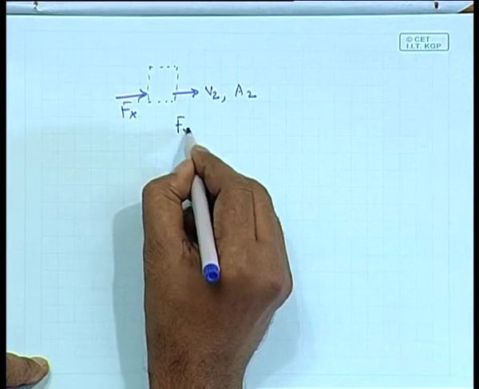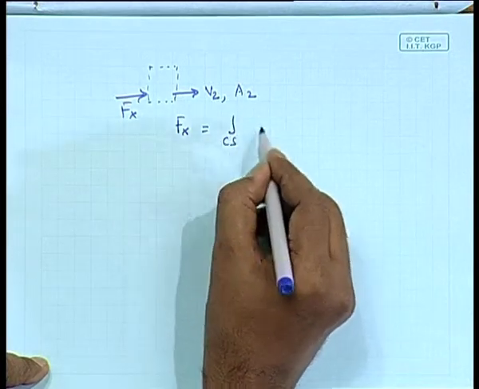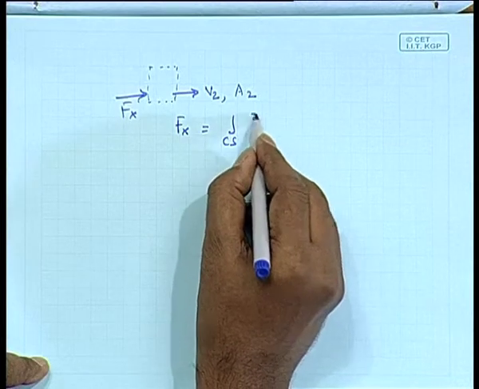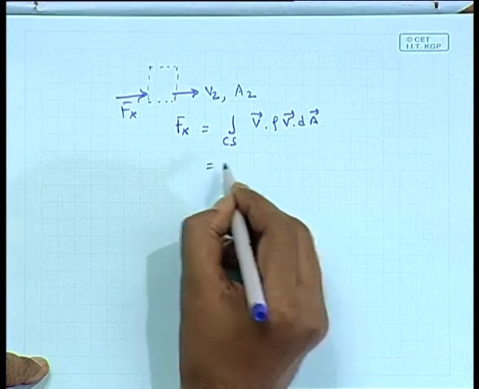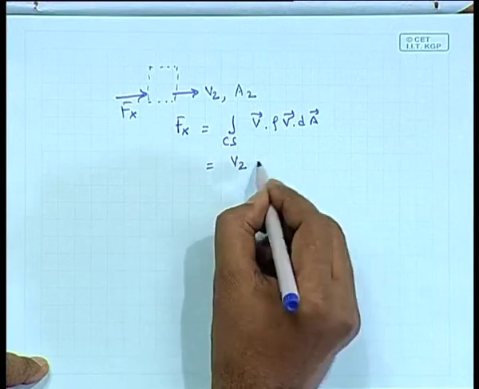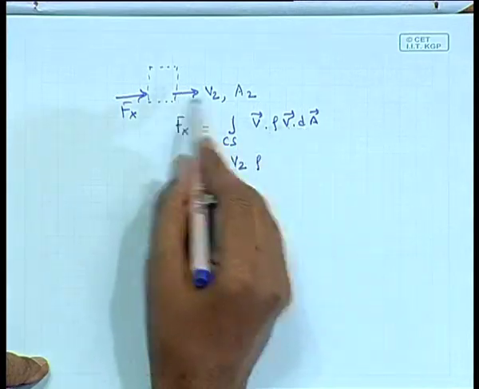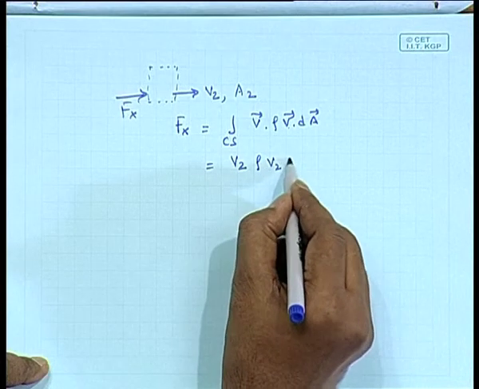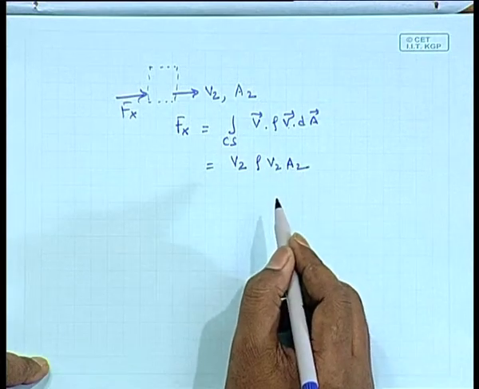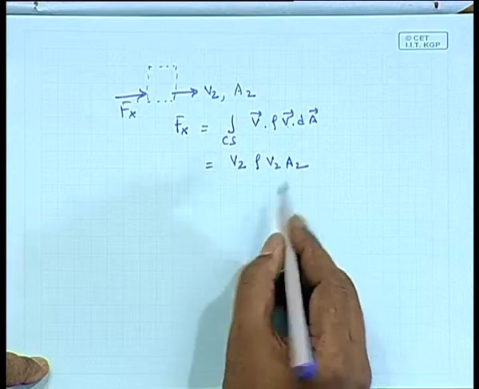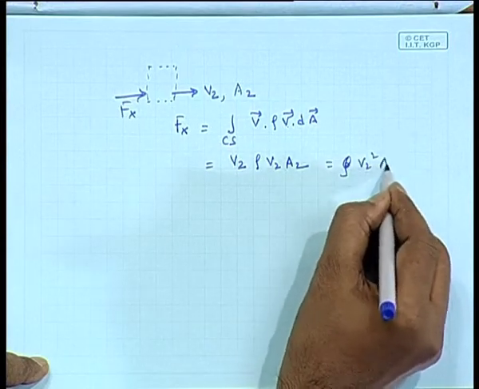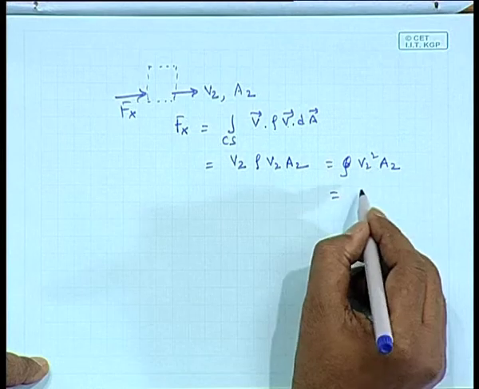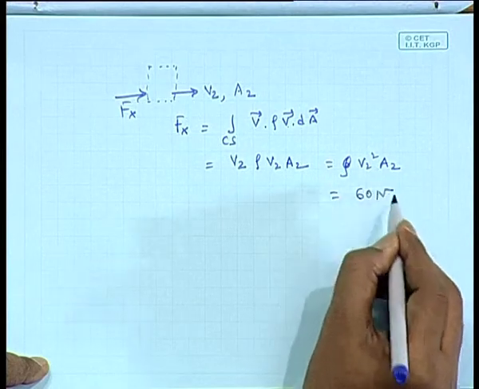So, Fx is equal to the control surface integral of v rho v dot dA. V is nothing but v2, and v dot dA is in the same direction. So, you will be having v2 a2, so you will be having rho v2 square a2. If you put the numbers, it will come out to be 60 Newton.